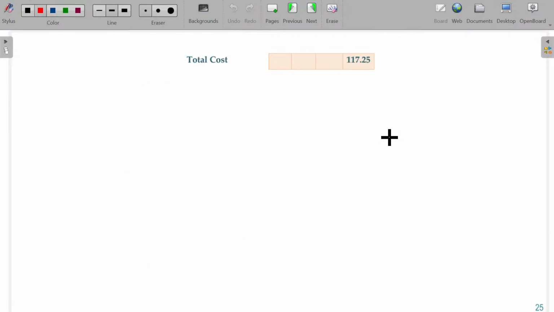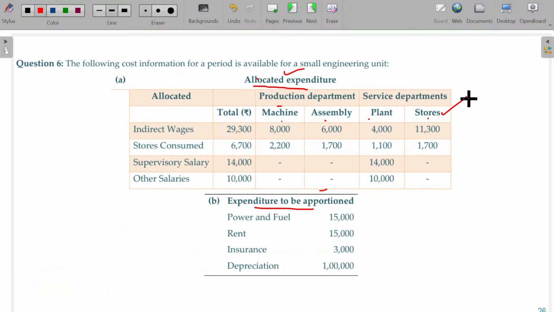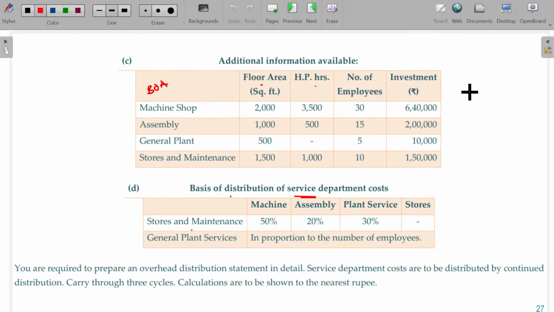This stores and maintenance will be allocated to the other 3 departments using 50, 20 and 30. General plant services in proportion to the number of employees. Number of employees is given here: 30, 15, 5 and 10. You are required to prepare an overhead distribution statement in detail.